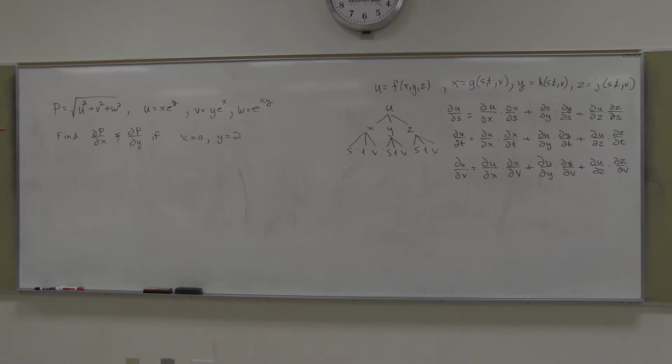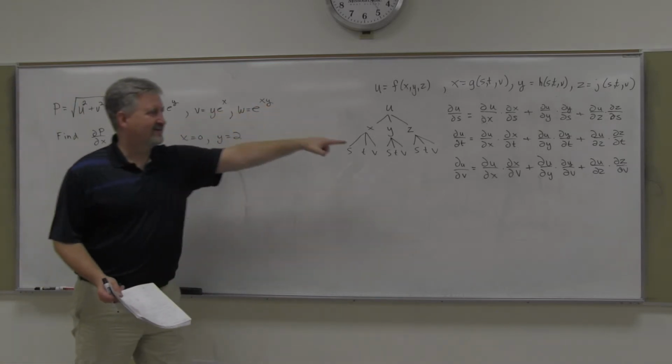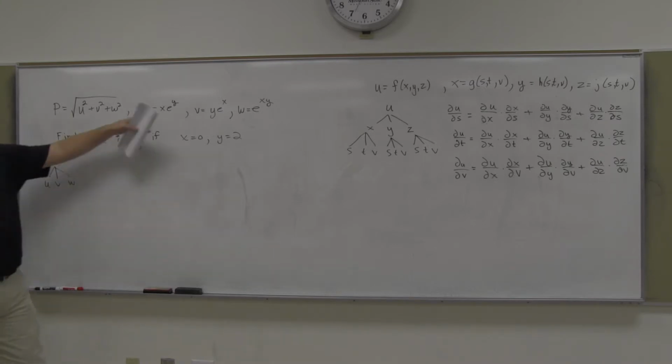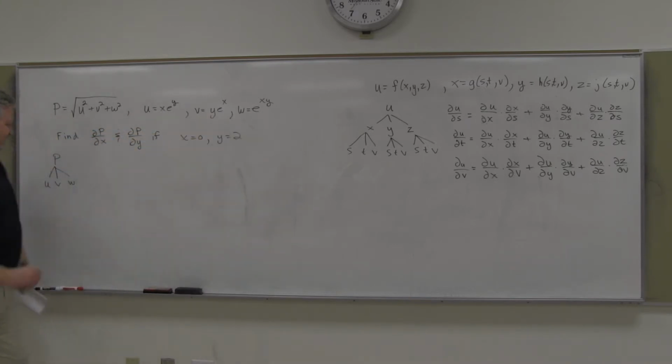Yeah, so this one isn't quite as long as that. This one we just have p in terms of u, v, w, but u, v, and w are just in terms of x and y. So the partial of p with respect to x, what's that going to be?